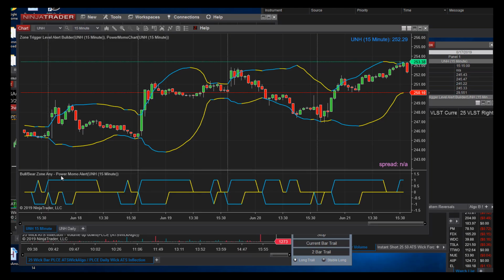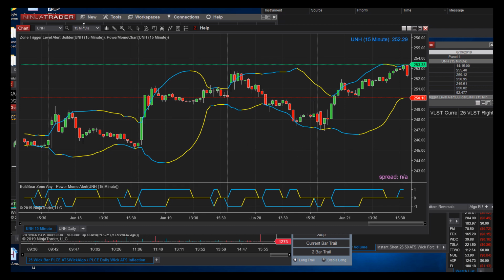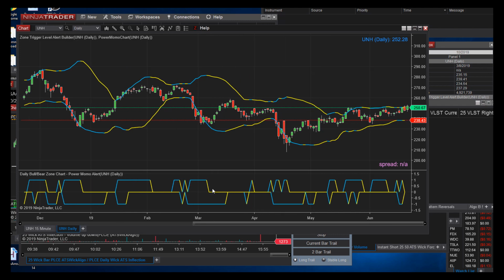Now here's the bull zone, bear zone indicator, set to the 15-minute setting on the template. And you load the template. Whatever data series you have is what it's going to load on. If you've got a 5-minute chart open, it's going to load on a 5 minute. So one data series chart. The daily's the same way. And what you're looking for is consolidation.